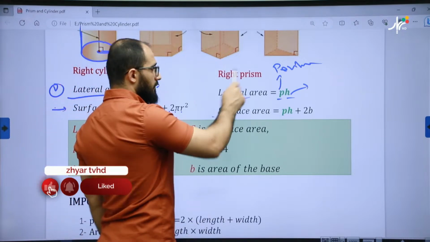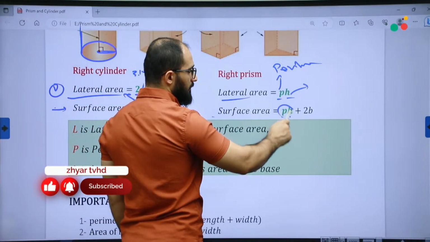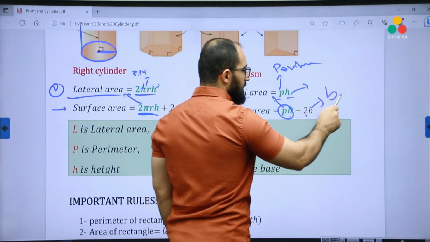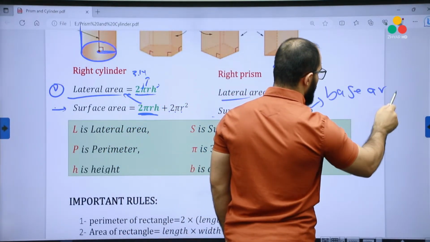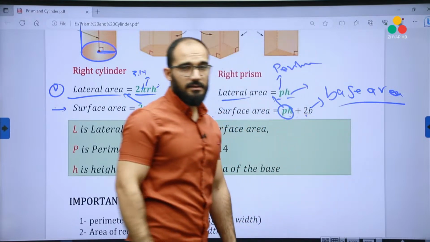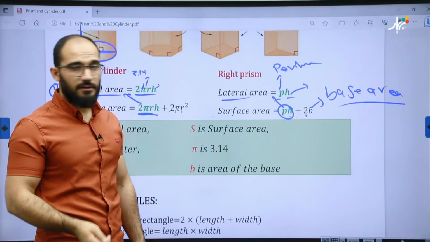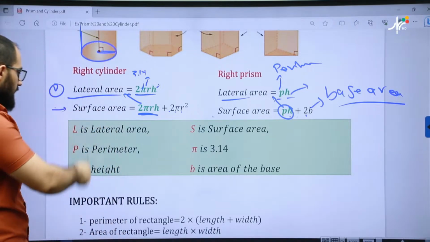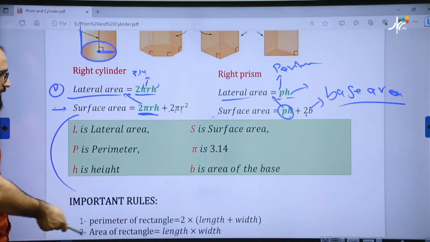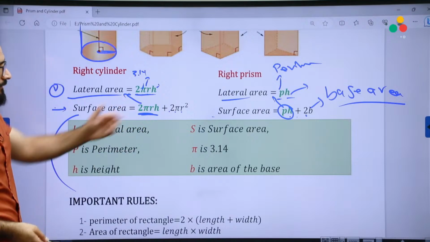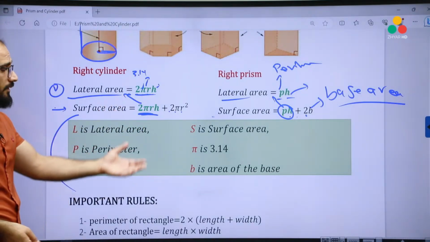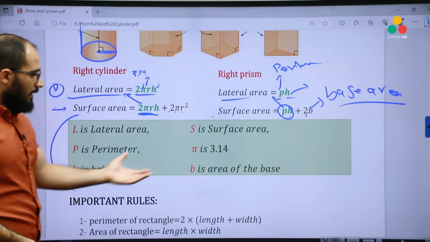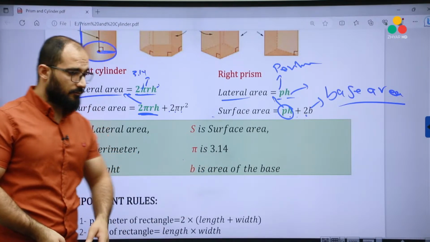What about surface area of the right prism? P times H, it means lateral area, plus 2B. What is B? It is base area. Okay, the area of the base is sometimes area of square, rectangle, or any other bases. This is the explanation. L is a lateral area, S is surface area, P is a perimeter, pi is 3.14, H is height, and B is the area of the base.